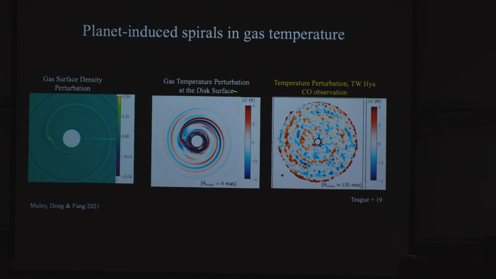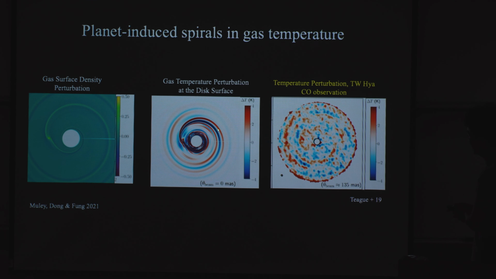And that is realized by the middle panel. So this one shows the temperature perturbation map in the disk. The color bar is arranged such that red is a few Kelvin above the background, so a few Kelvin hotter than the background, and blue is a few Kelvin cooler than the background. The planet is here, and you can see a spiral-shaped blue and red pattern. Those are temperature perturbations associated with density waves.